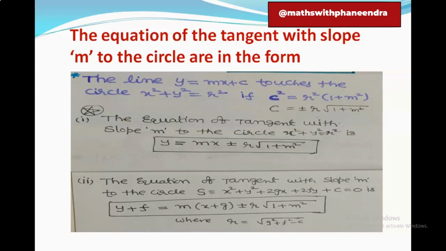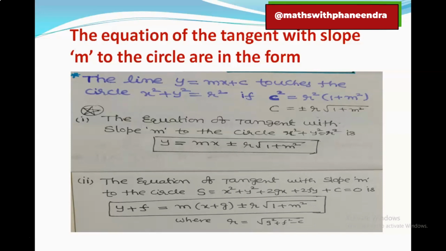Next, the equation of tangent: after getting the value of c, substitute it in the line y is equal to mx plus c. Therefore, the equation of tangent with slope m to the circle x square plus y square equal to r square becomes y is equal to mx, and in place of c substitute plus or minus r into root of 1 plus m square. It will become y is equal to mx plus or minus r into root of 1 plus m square. This is the formula for the equation of tangent with slope m.